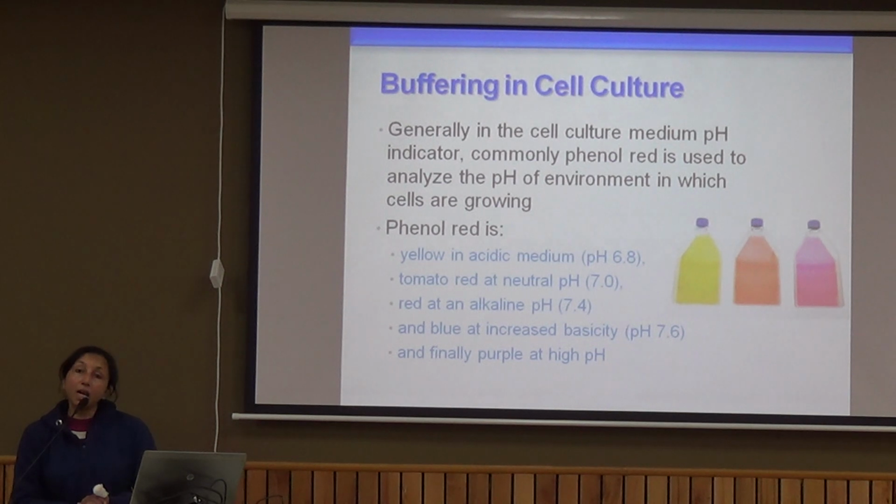So looking at the color of the medium, we can judge what is the range of pH right now. If it is within the allowed range, fine. Otherwise we'll have to put in acid or alkali depending on what kind of adjustments the medium requires.